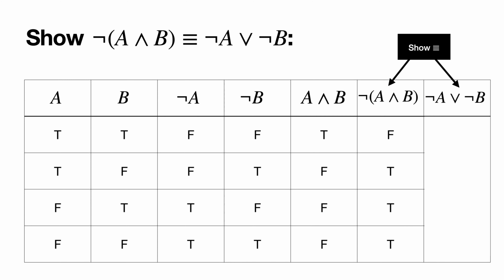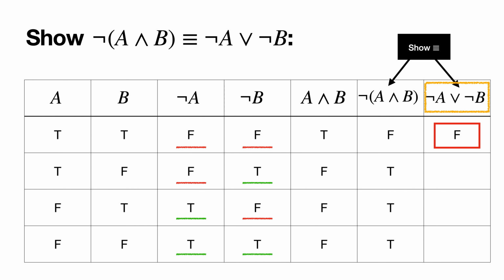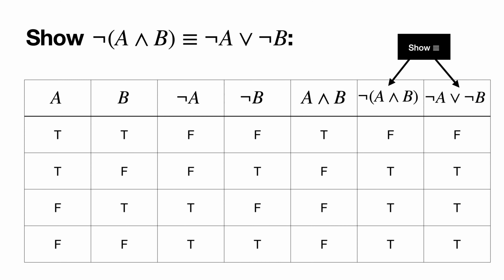Now we need to get the truth table for this right-hand side. This is not A or not B. So let's look at not A or not B. We already have them in the table. And remember that for two propositions P and Q, P or Q is true if either of them or both are true, and it's false otherwise. So it's false here in this first row because both of the arguments are false, and these next ones are going to be true. And from here, we've actually completed the truth table for not quantity A and B and not A or not B.